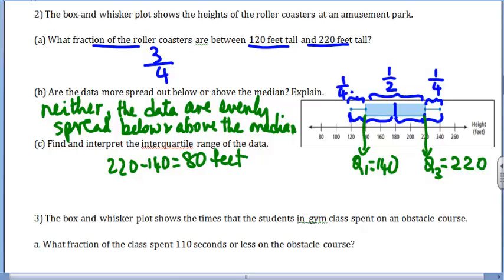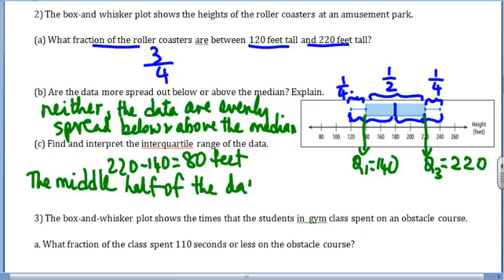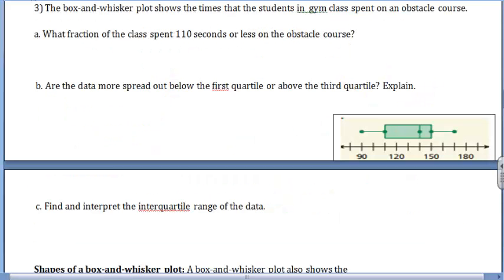This is how you interpret it. You will say that the middle half of the data, because remember, it is the interquartile range, so the middle half of the data, varies within 80 feet. That's what you should say. Varies within 80 feet. All right. We are going to do one more example.